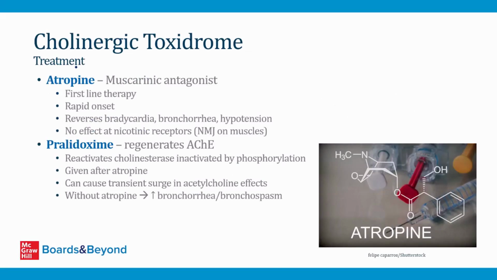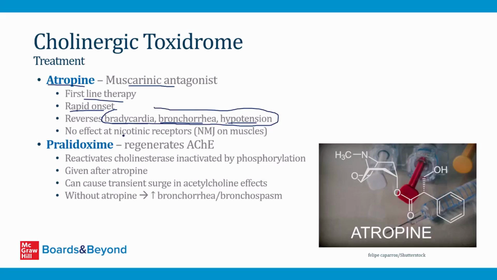The typical treatment for a cholinergic toxidrome usually involves two drugs. The first one is atropine, which is a muscarinic receptor antagonist. It's the first-line therapy for a cholinergic toxidrome. The reason it's first line is because it has a rapid onset of action and also because it reverses many of the life-threatening components of a cholinergic toxidrome. So it reverses bradycardia, the bronchorrhea, also any hypotension from bradycardia. All these things can be life-threatening, and they are reversed by atropine.